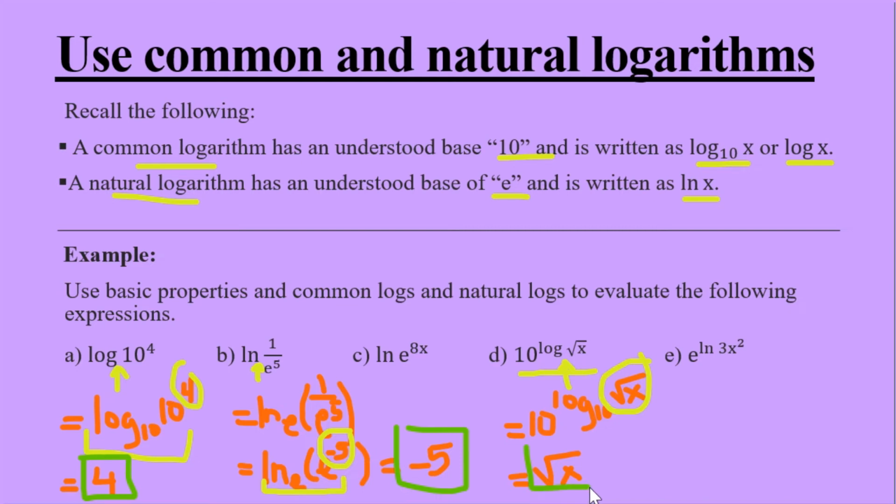So therefore, 10 raised to the log base 10 of the square root of x is just simply the square root of x. And so if we look at this last example, it's very similar to what we have over here. Instead of having the base 10, we have the base e that goes with the natural log. And so let's see if we can apply that same property as we did to this one in question, part D here, to this function.